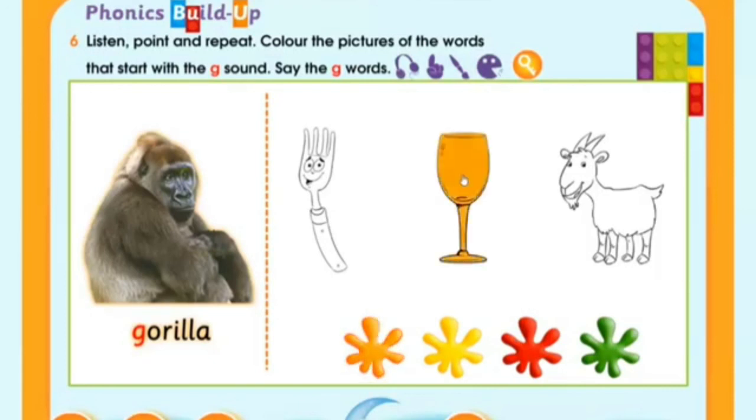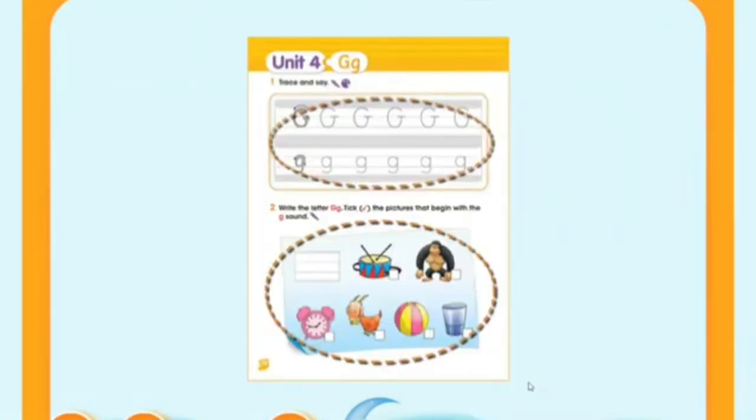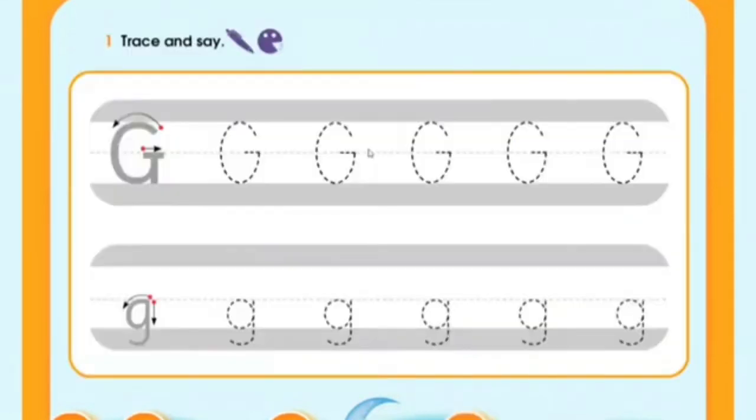Glass. Good job. Goat. Very good, students. Moving on to the activity. For the first part of this activity, you have to trace and say the correct sound of the letter.